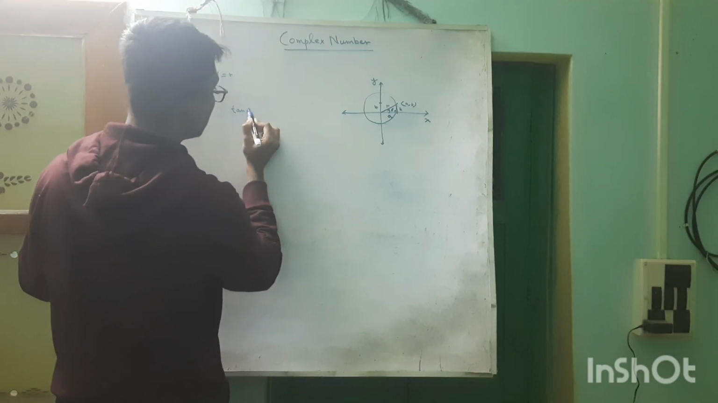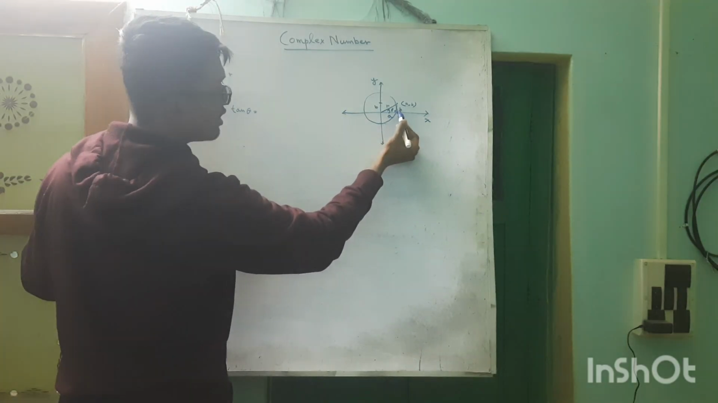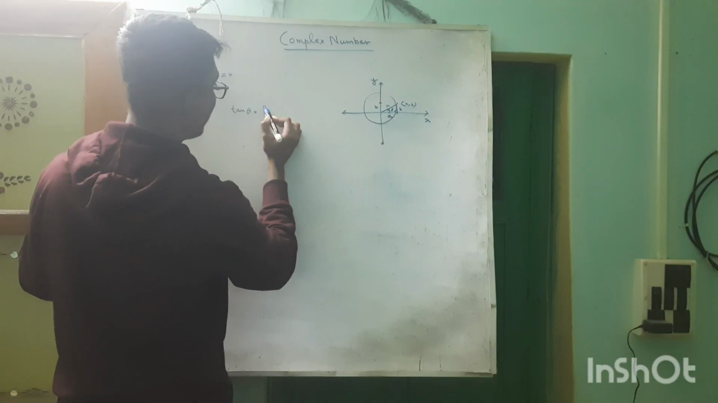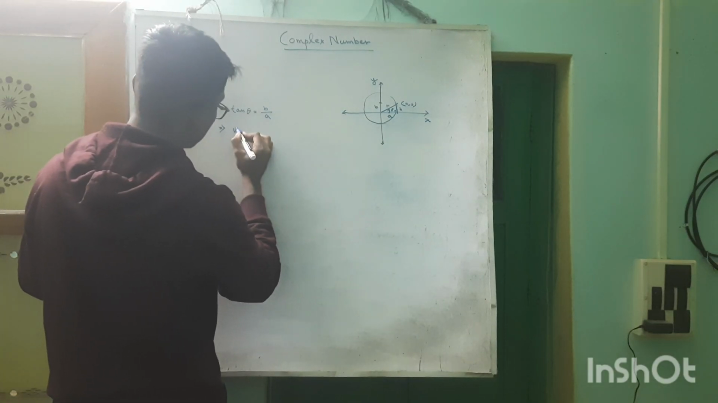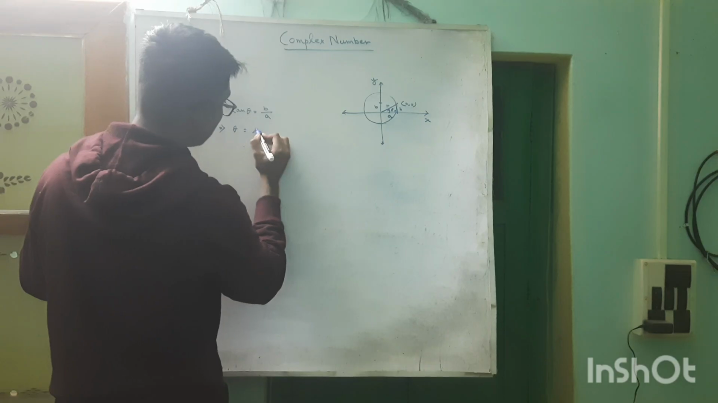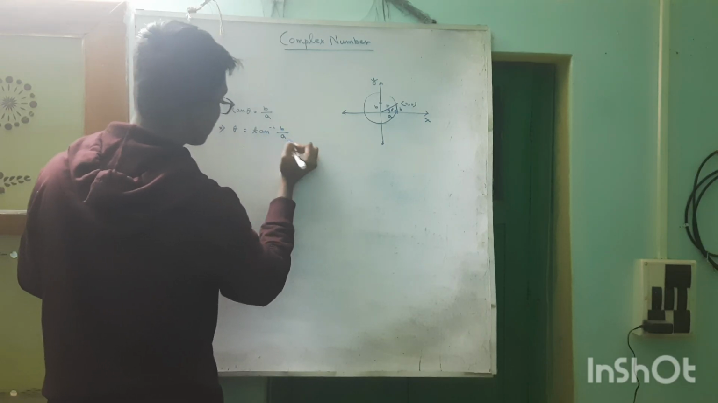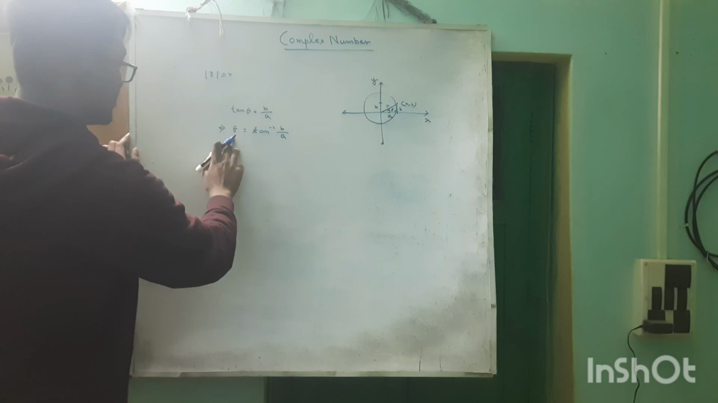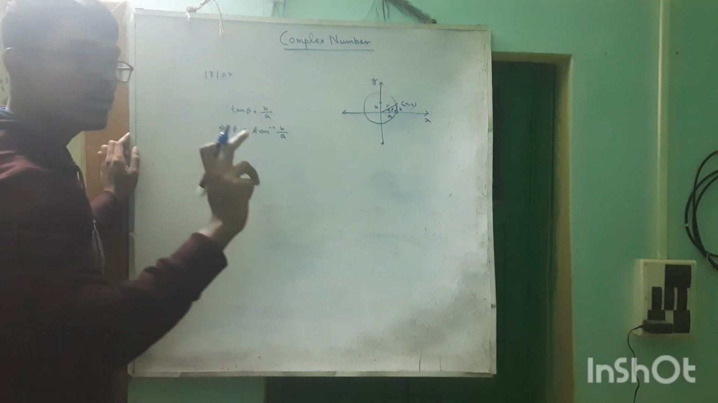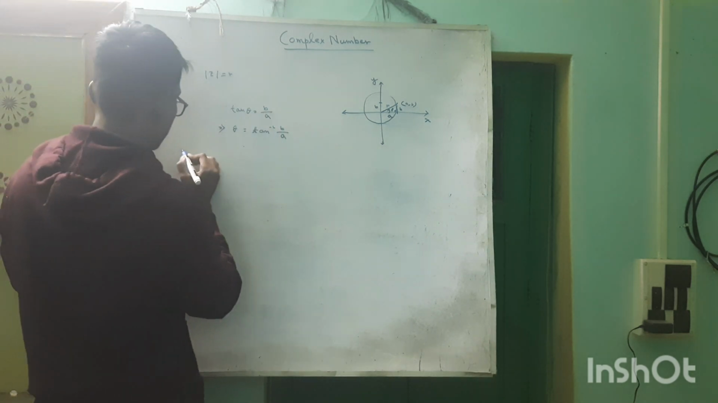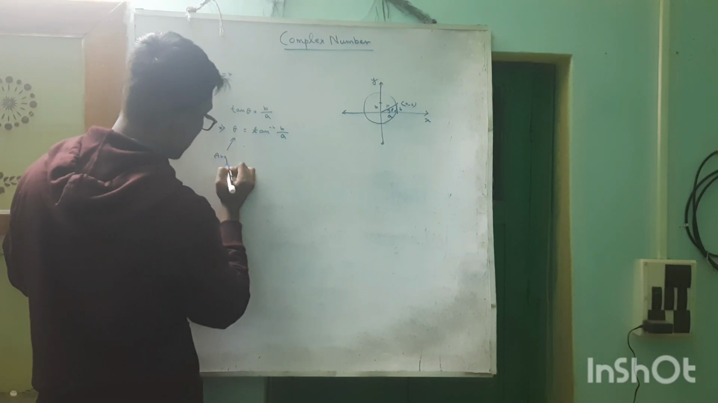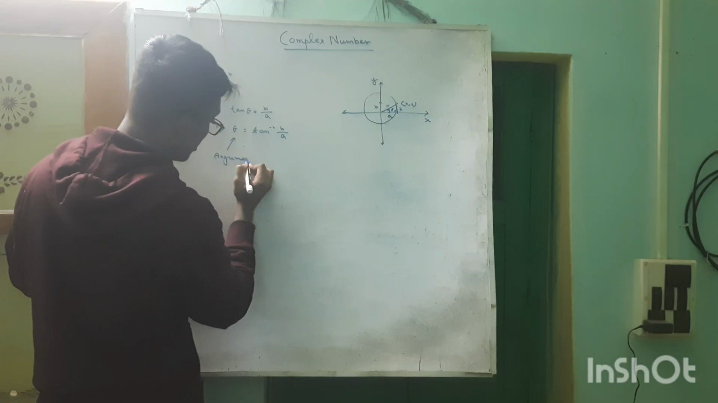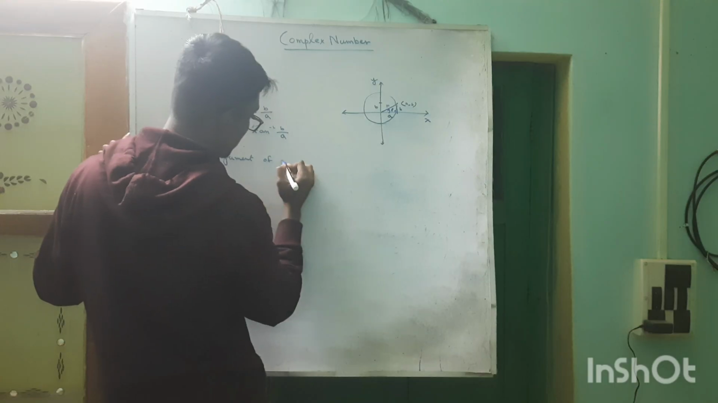Tan theta, you see that this is b, this is a, so tan theta is equal to b by a. Theta is equal to tan inverse b by a. So we call this theta the argument of a complex number. This is the argument of a complex number.